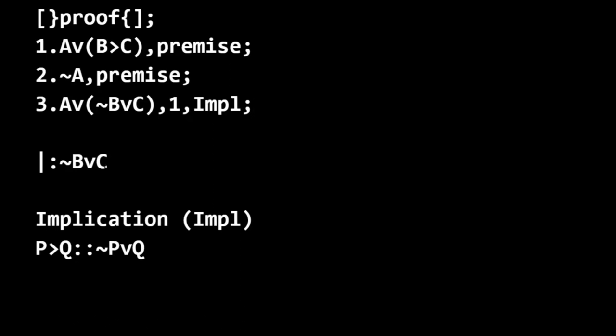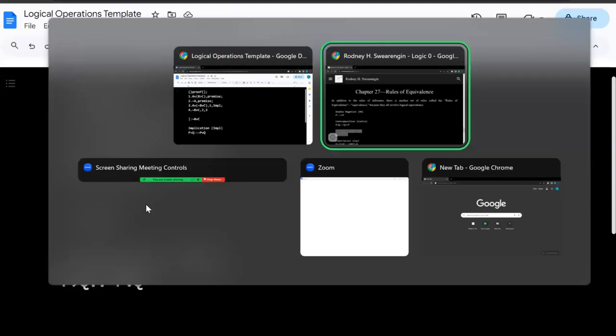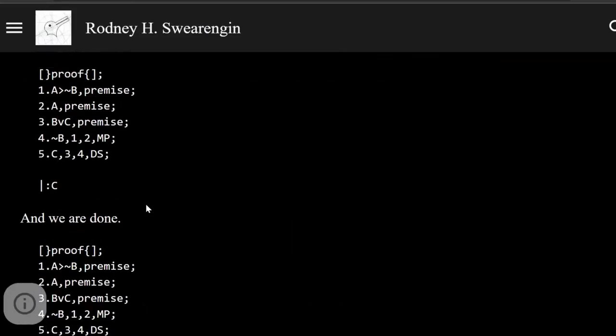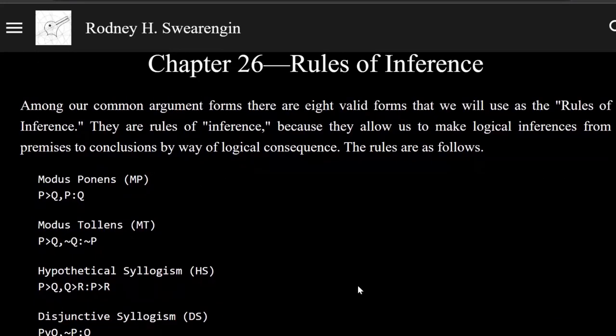And then we want to get to not B or C. And we can do that here. We can go not B or C using lines 2 and 3, and doing disjunctive syllogism. So the A is like our P part, and maybe we should go back and copy over our rule of disjunctive syllogism. This is under rules of inference. We have disjunctive syllogism.